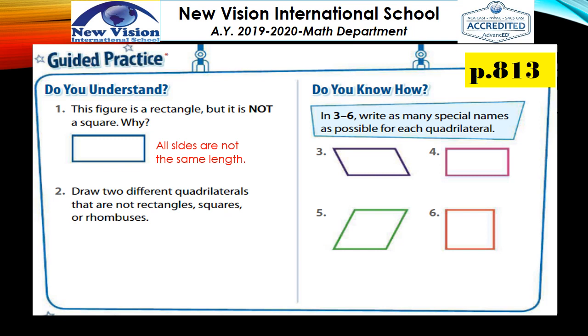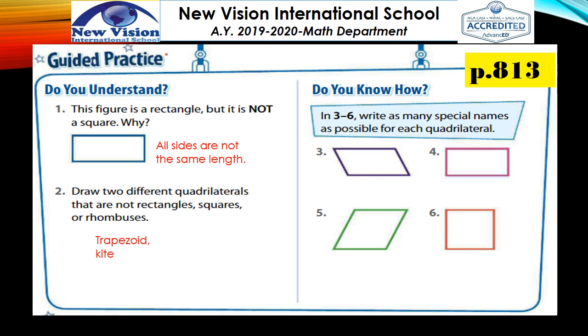Okay, what's your answer? So we have a trapezoid, which is not a rectangle, and also a kite. It's not a rectangle, square, or rhombus. Okay? So we have numbers 3 to 6. Number 3, what is this shape? Write as many special names as possible for each quadrilateral.